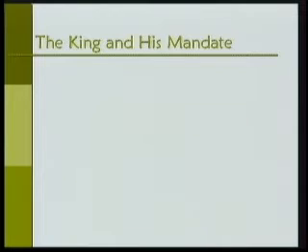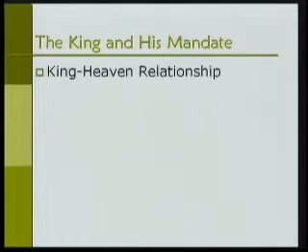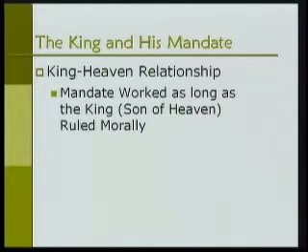Now this king and his mandate from heaven, there is a sort of relationship between the two, and it works, as I said, as long as the king, who was referred to from the Zhou Dynasty onward as the son of heaven, ruled morally and took care of the people. He would keep the mandate with him. He would have that authority from God or heaven, and he, or his family, would live long and rule long.